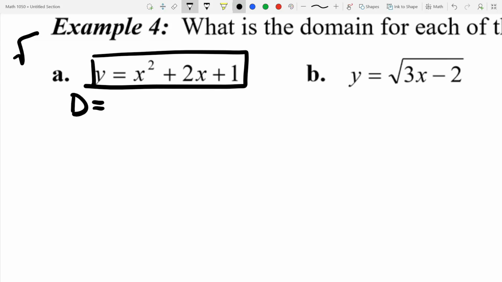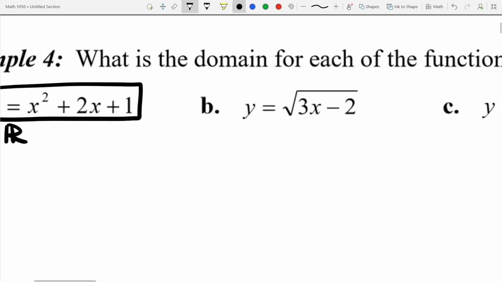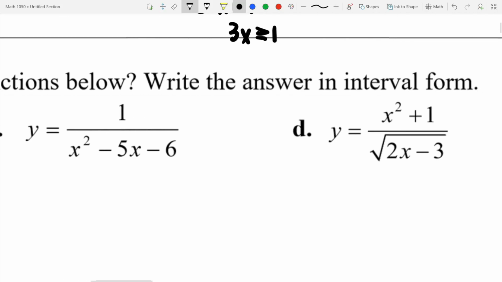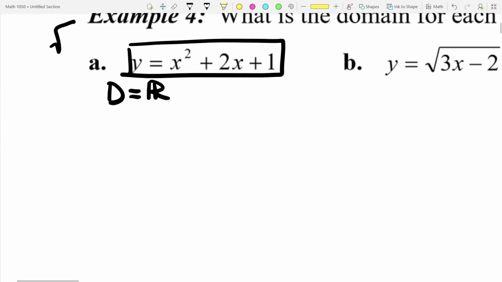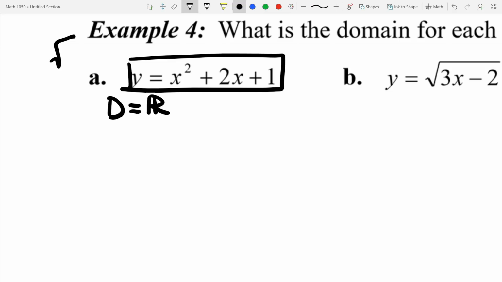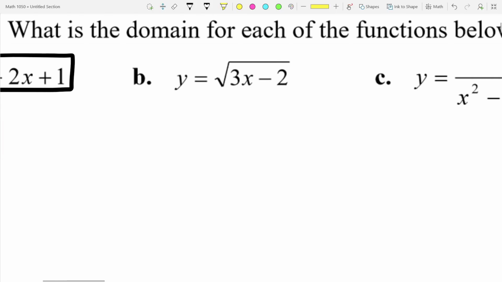Here's how you're going to do all real numbers in here. You're going to do an 11 and then turn it into an R. But you have to read the directions. The directions said to write it in interval form. Interval form is that parenthesis bracket business, okay? So all real numbers in interval form is going to be negative infinity to infinity with parentheses, and you're done. That just means everything.